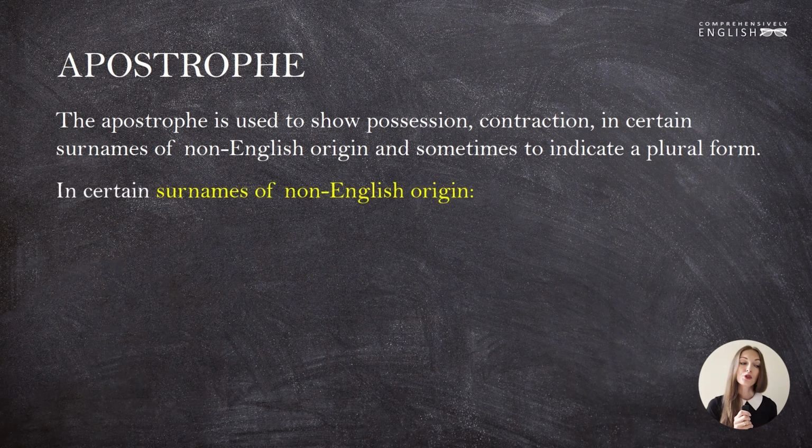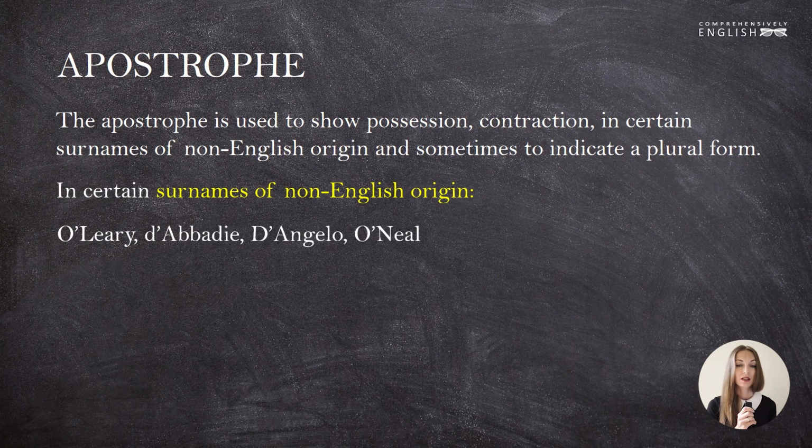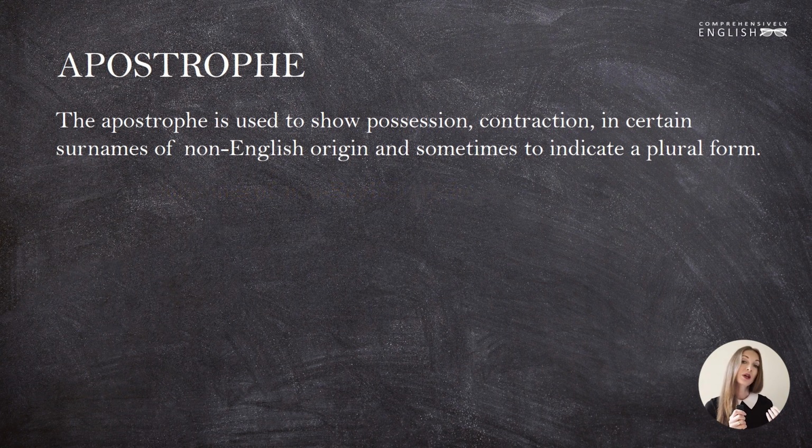Then we use the apostrophe in certain surnames of non-English origin. For instance, O'Leary, D'Abadi, D'Angelo, O'Neill, and so on. You see that all of them are not English, and what you need to do is just to memorize how they are written. Then we use the apostrophe to indicate a plural form.